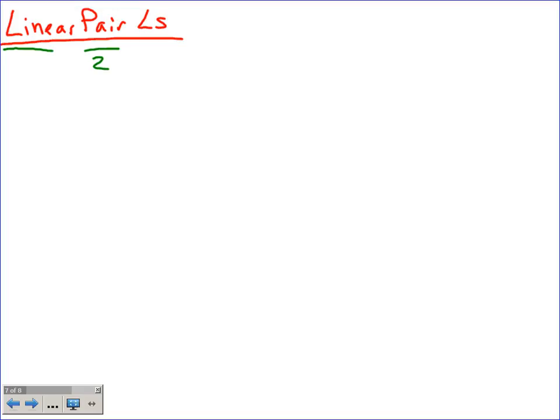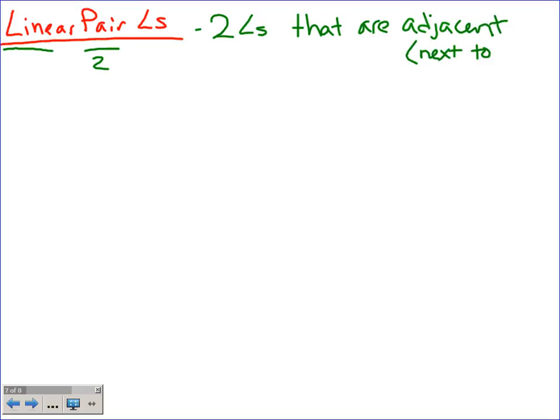The reason I spend some time talking about what the words mean is because that's what the definition is. There are 2 angles that are adjacent. What does adjacent mean? Next to, basically. Yes, that's perfect, Sam. And make up a line. I don't really like the way that this is phrased. They're on the same line. So here's the deal. 2 angles that are adjacent and make up a line.